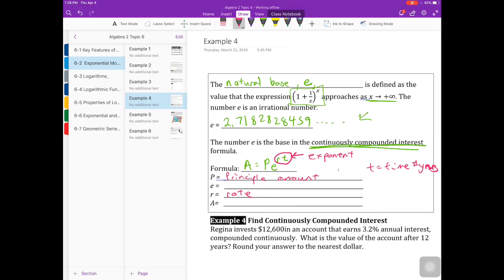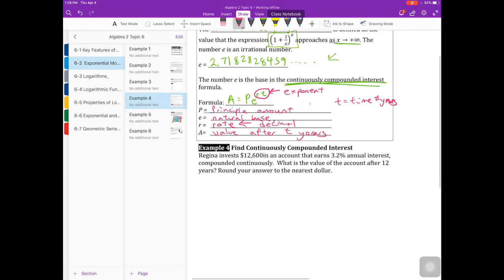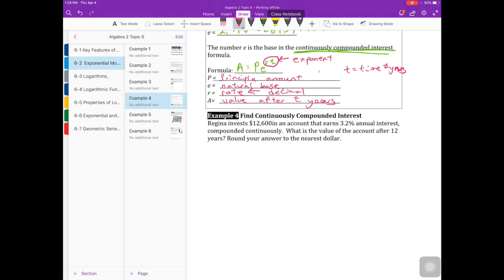How much we started with. E is that natural base button on your calculator. And A is the value after t years. And always put the rate in as a decimal. Okay, so now let's look at an example of this.